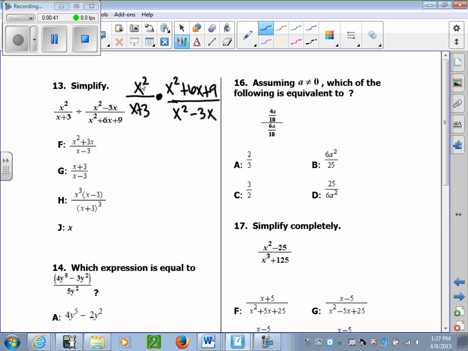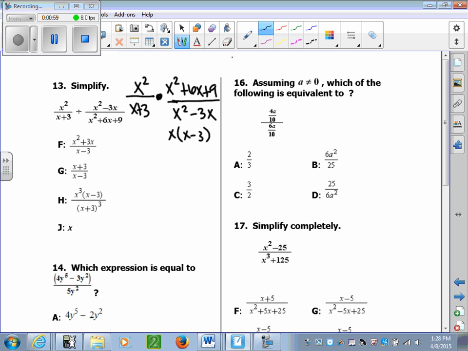So let's start down here in the second denominator. I have a GCF here that I can pull out of x, so I'm going to do that. So I have x times x minus 3 is what's left over. Alright, then let's go up to this quadratic in the numerator here. I can factor this as well.